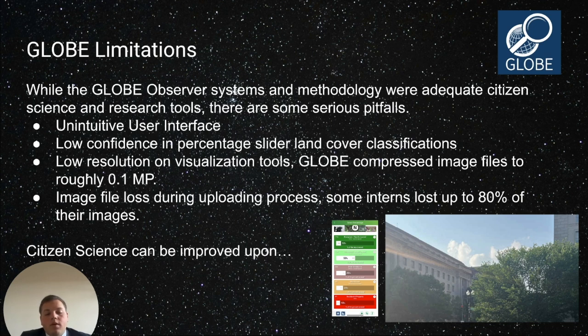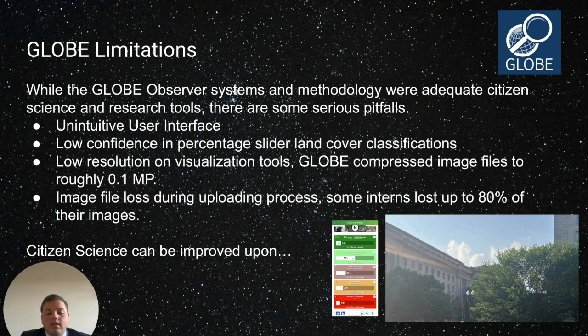And probably the biggest problem is the low resolution, as the Globe system compressed the image files to upload them to visualization tools. Globe would compress these images to roughly 0.1 megapixels. Modern iPhones take photos at about 48 megapixels. And so when you're losing that much information, it makes classifying land cover a lot harder.